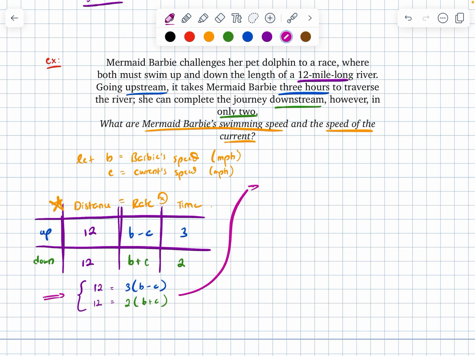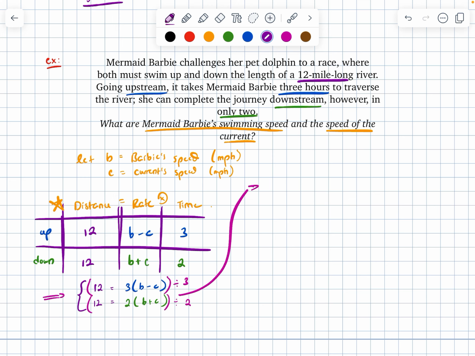You can absolutely do some substitution. I can multiply both equations by something to get a common coefficient. I can also divide, because division is the opposite of multiplication. Notice 12 is divisible by both 3 and 2. So I'm going to divide the top equation by that 3 and divide the bottom equation by that 2.